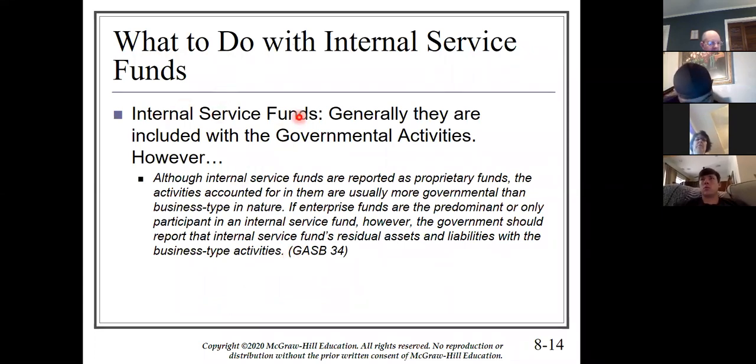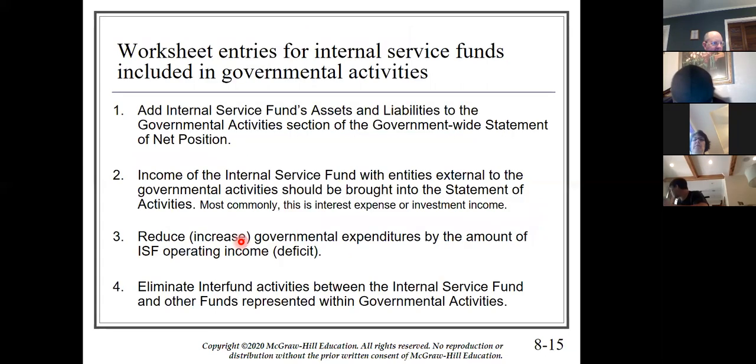Okay, so we mentioned already that the internal service funds are added into the governmental activities. And here it's saying that if they have an internal service fund, but enterprise fund is predominant in it, then they're going to separate out the business activities. And I'm not sure how practical or frequent that's going to be.